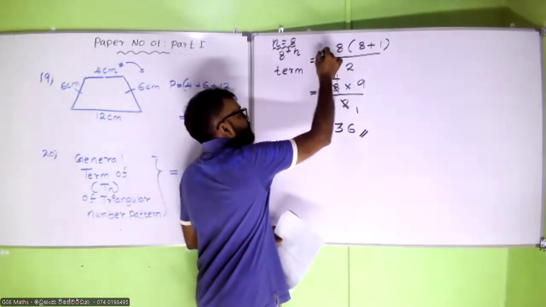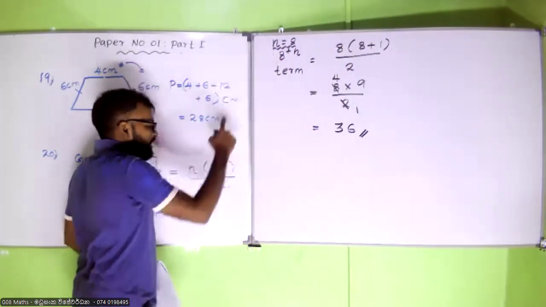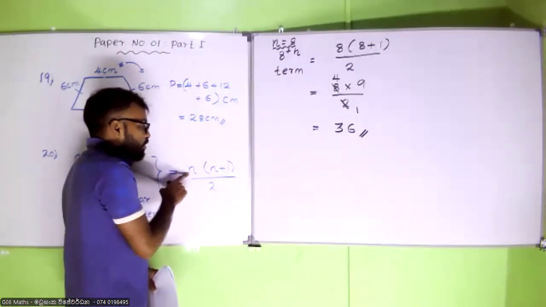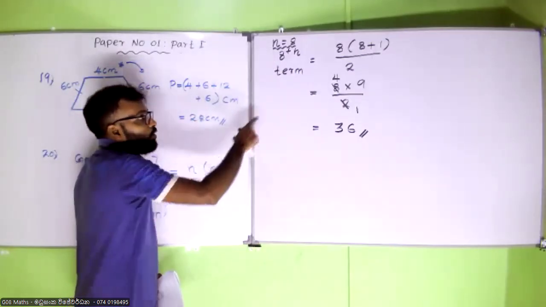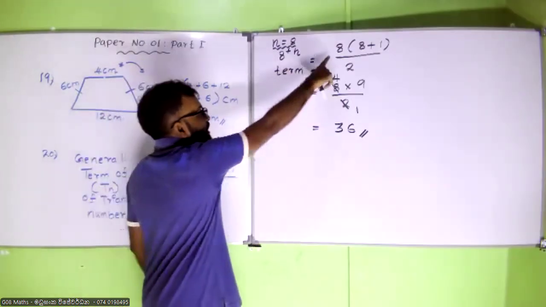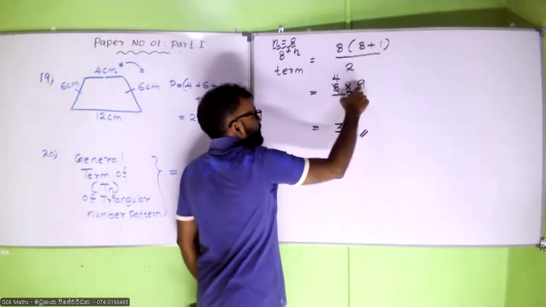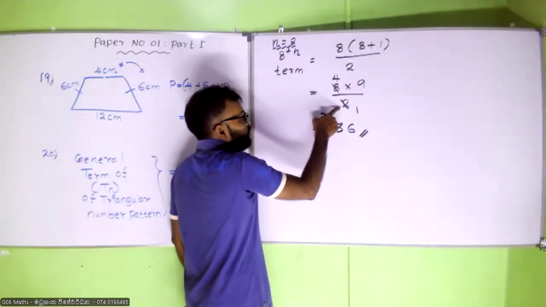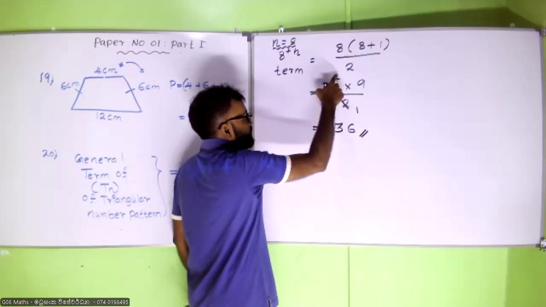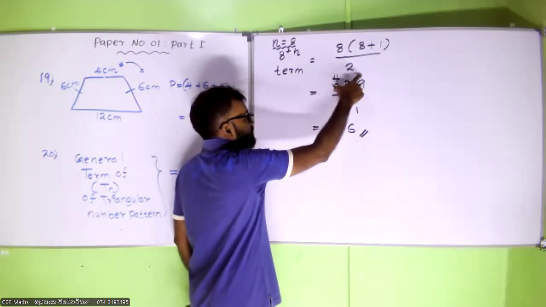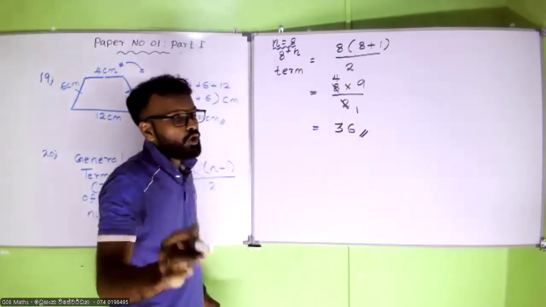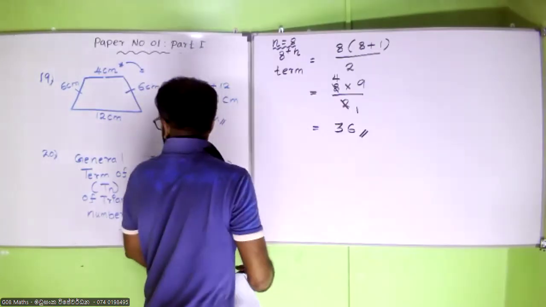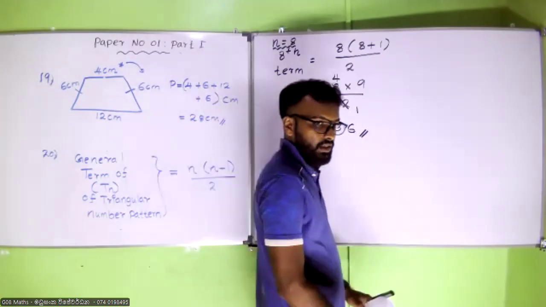To obtain the 8th term, you are going to substitute n equals 8 here and here. Instead of n, you are going to substitute 8. Then simplify. 8 plus 1 is 9, multiply, divide by 2. 8 and 2 can be simplified. 2 times 1, 2 times 4. In the numerator, 4 times 9 is 36. In the denominator, you have 1. No need to put it here. So your answer for the 20th question is 36.